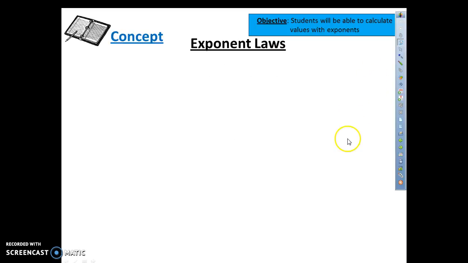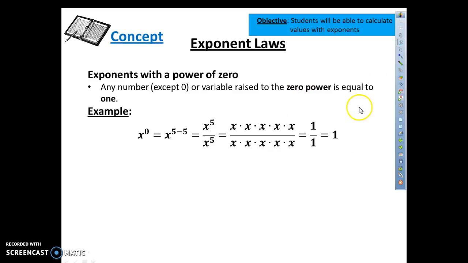So we've talked about multiplying and dividing powers of the same base. Now I want to talk about exponents to the power of 0. This you should know like the back of your hand. Always, always, always. And here's the rule. For exponents to the power of 0, any number except 0, or a variable raised to the power of 0 is always equal to 1. So here I have x to the 0. This is equal to 1, always. That's the property that you need to know right away off the top of your head.